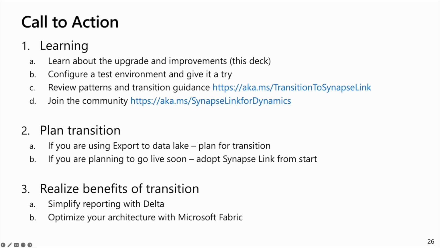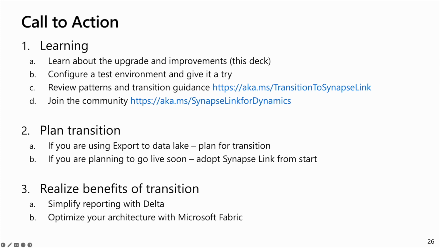The next step after learning is, of course, create a plan. Now, if you are using Export to Data Lake today, if you're in production, there are thousands of customers who are in production. You can plan a transition. You have time until November next year, 2024. So there's a lot of guidance coming. There's a lot of help coming to help you make this transition. Just make a plan, pick some time, put it in the calendar, and then certainly you can work towards it.